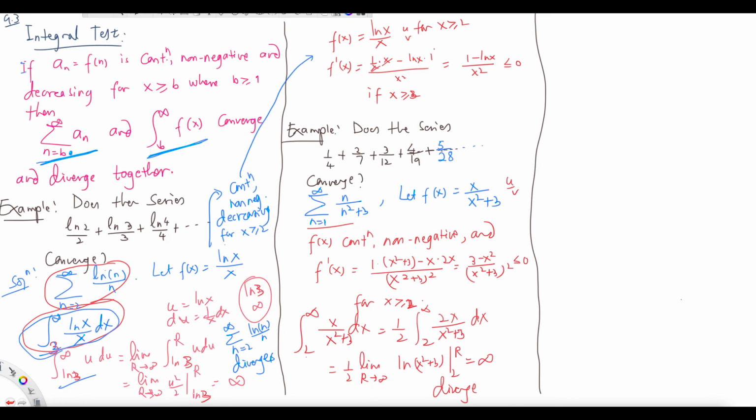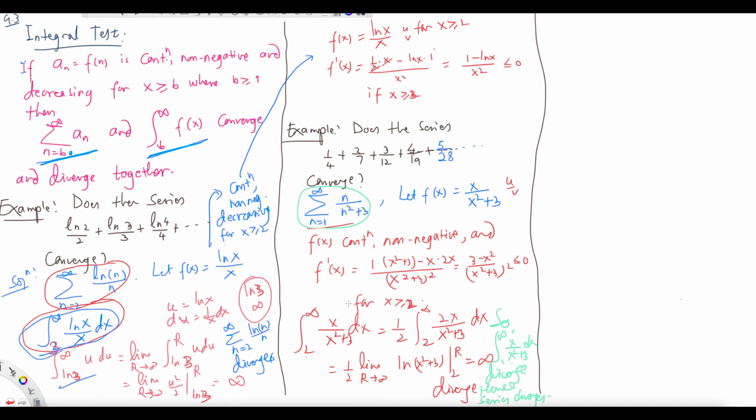Hence the integral from 1 through infinity of x over x squared plus 3 dx diverges, because 2 through infinity diverges, and 1 through infinity has more area. Since this integral diverges, this summation diverges. So the series diverges. Sometimes you don't get exactly the same integral as the series, and then you can relate them like that. All right, let us do some more examples.